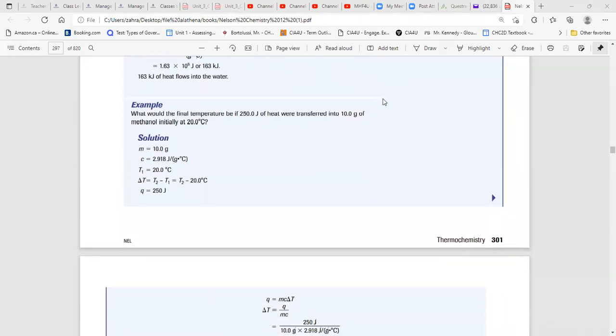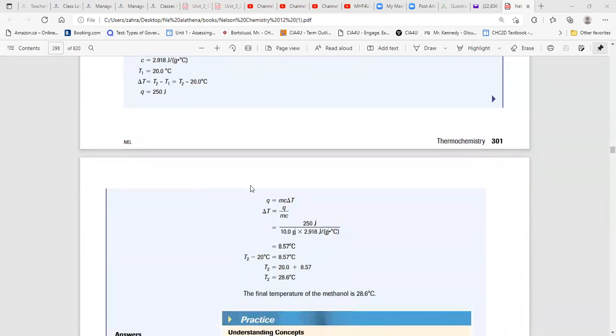Another example: what would be the final temperature if 250 joules of heat were transferred to 10 grams of methanol initially at 20? Since we know the heat capacity of methanol, we know the amount Q, and we know the initial temperature. We're looking for the final temperature. So T2 minus 20 is your delta T, and the mass is 10 grams. So you just easily use the equation: Q is given, mass is given, C is given.